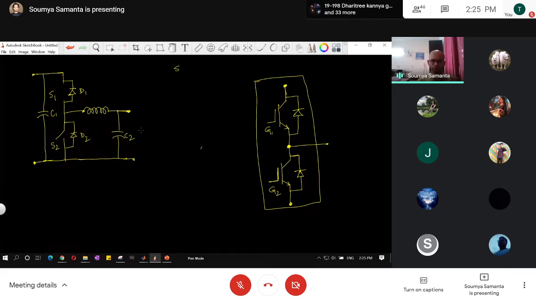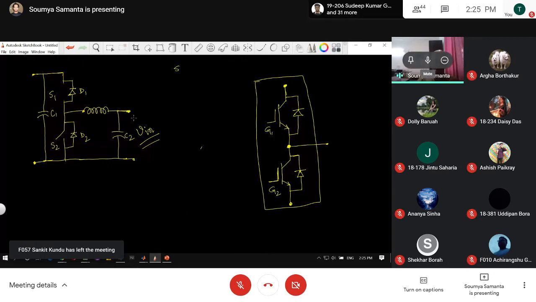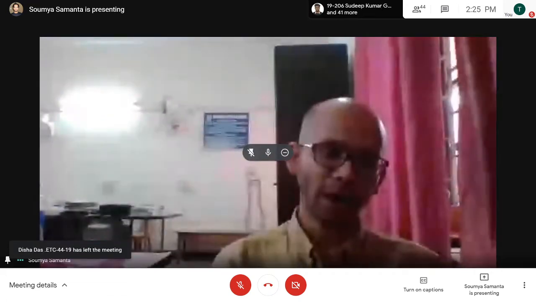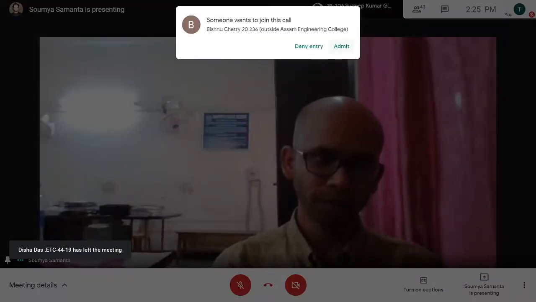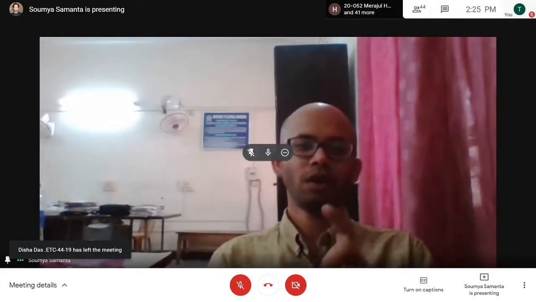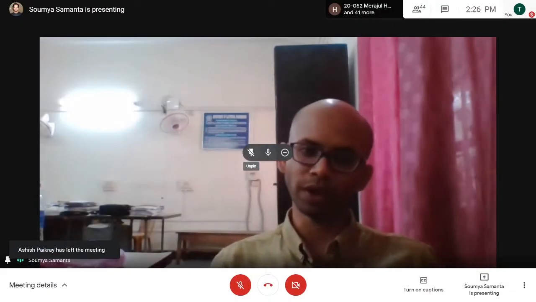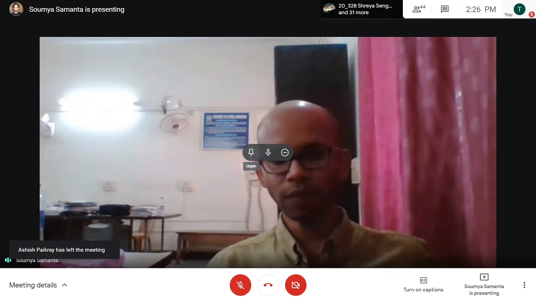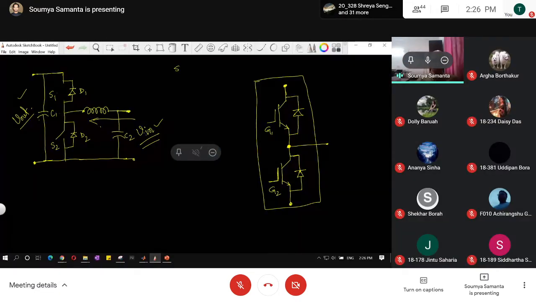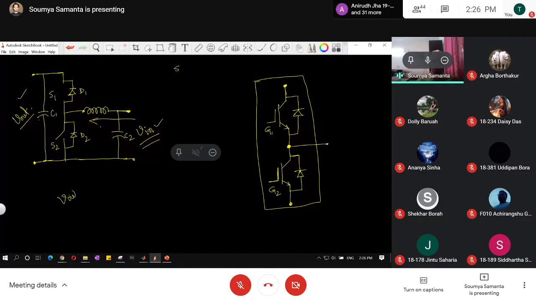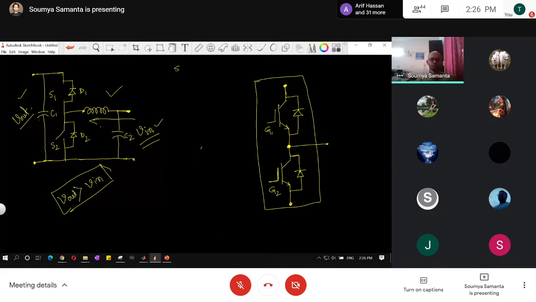And which one will be input? This will be input, this side. So current will flow this side, and this will be output. The structure is same, we are just changing the position of the voltage. So this is the input voltage, this is the output voltage. So V out will be greater than V in. Fine. This structure is called boost converter.